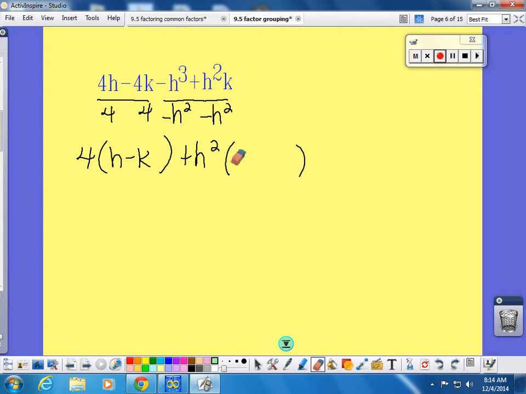Sometimes with factoring, you use more eraser than you do pencil. If I factor out a negative H squared, H to the third divided by H squared is positive H. Negative divided by negative is positive. And then positive divided by negative is negative.